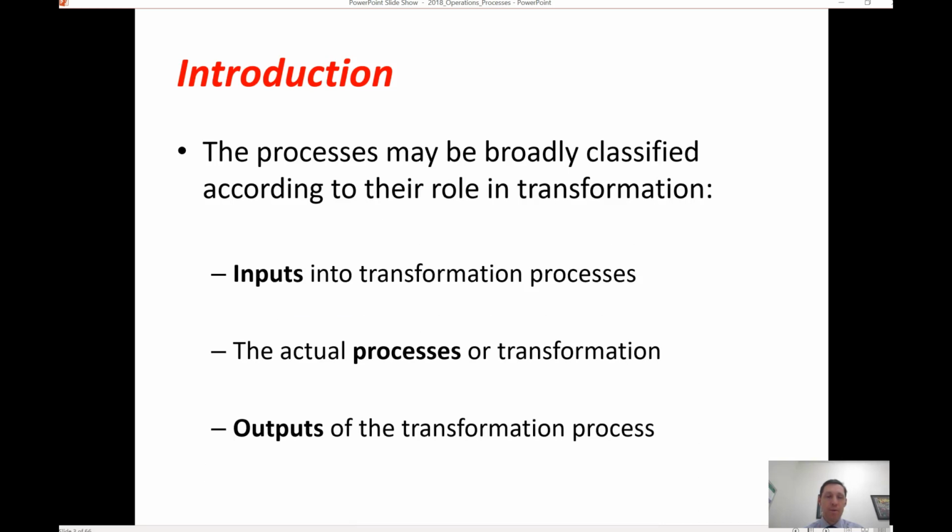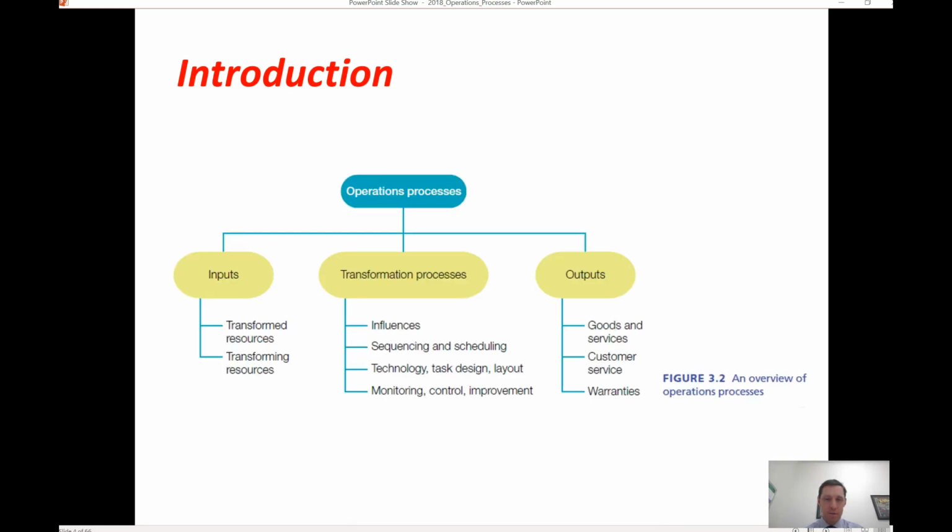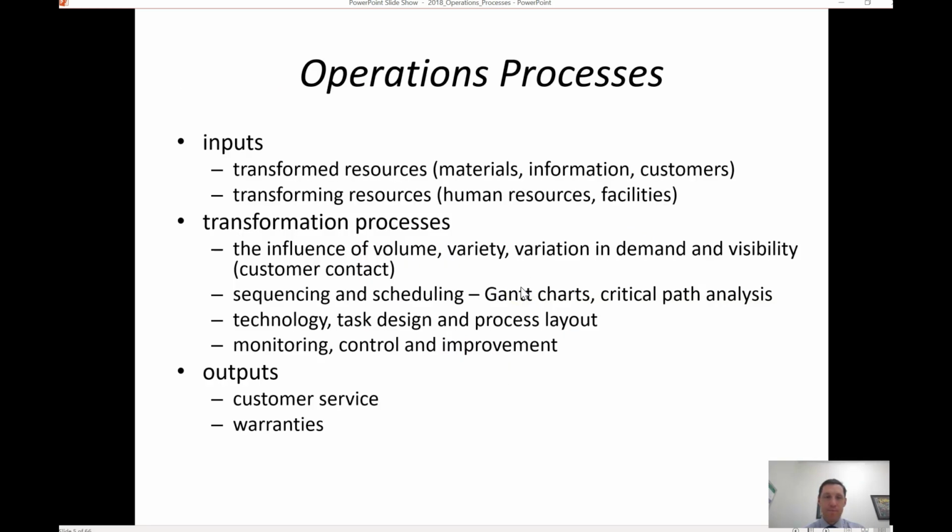And that's really what I've just been talking about. That's just straight out of the syllabus, but in a diagrammatic form, showing you what are the key elements of inputs, what are the key elements of transformation, and what are the key elements of outputs. Okay, so this will start off with looking at these key transformed resources, being materials, information, and customers.